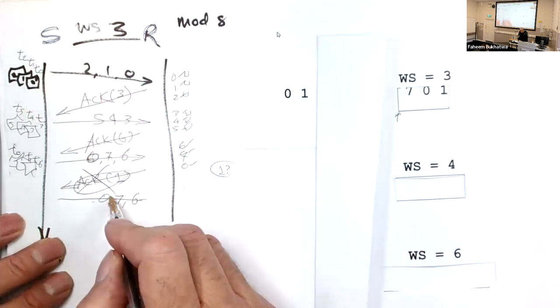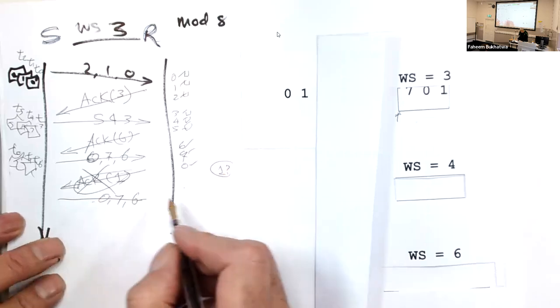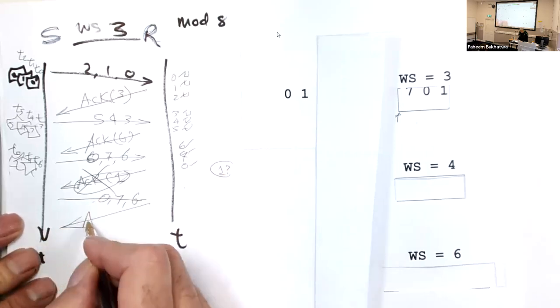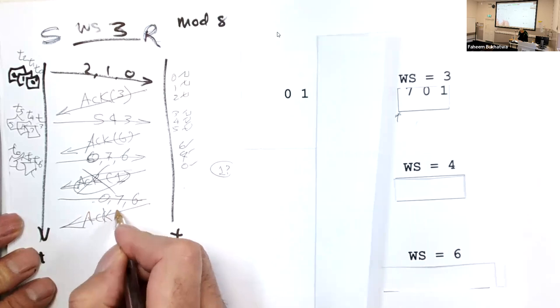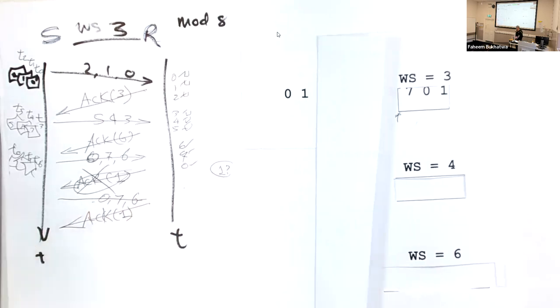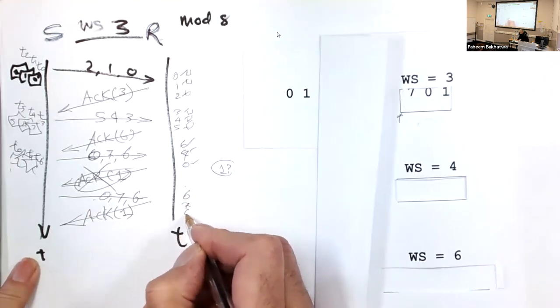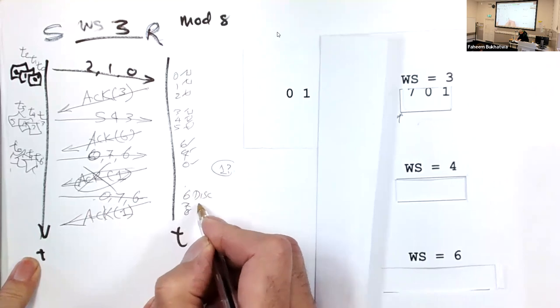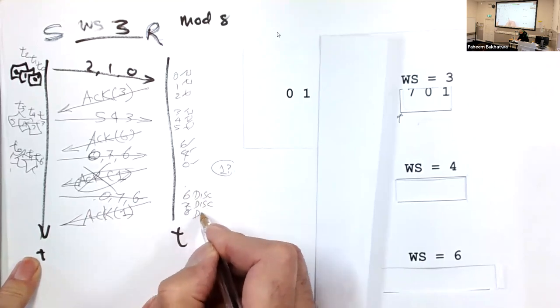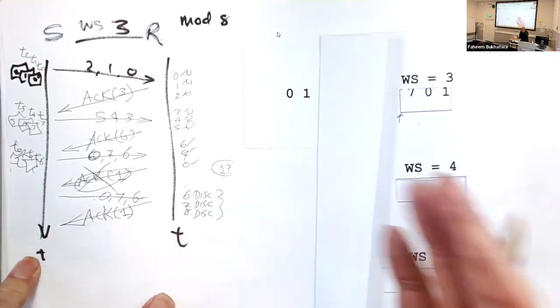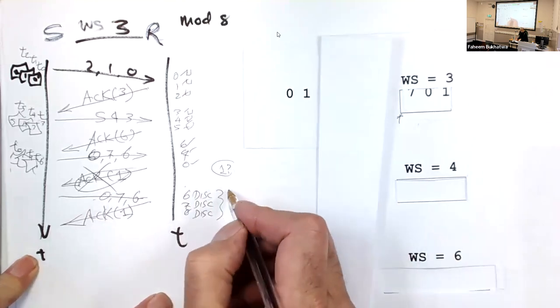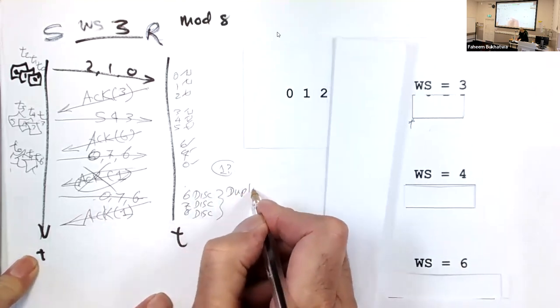You get a frame that's wrong. We're waiting on 1. You get a 0. You say, sorry guys, I need number 1. So the receiver sends an acknowledgement, and all those frames that it got again, 6, 7, and 0, discard, discard, discard. Why? Because they are duplicate frames.